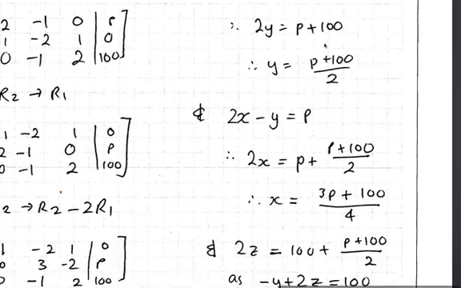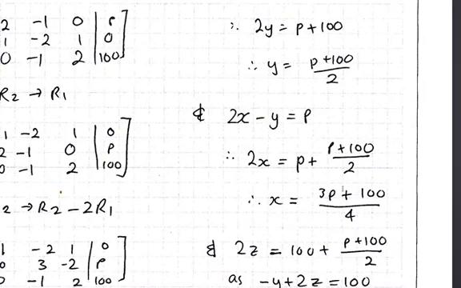So 2y equals P plus 100. And therefore, we divide by 2, and we get y equals (P plus 100) on 2. Excellent. Now we know from our previous set of equations that 2x take y equals P. That was one we explored before on the previous page, the previous question, the 2 marked one. And therefore what we get is 2x equals P plus (P plus 100) on 2.